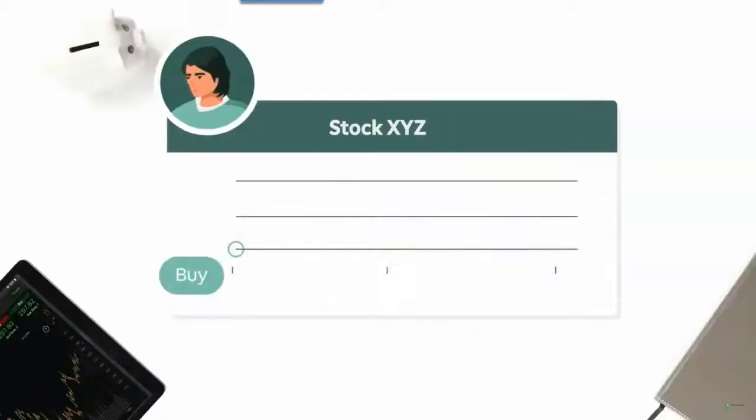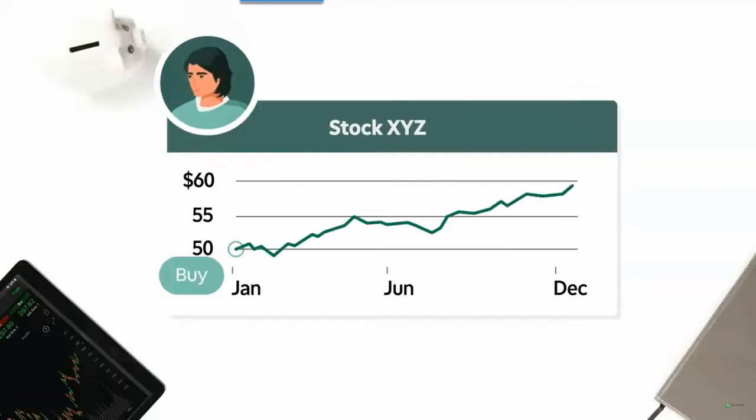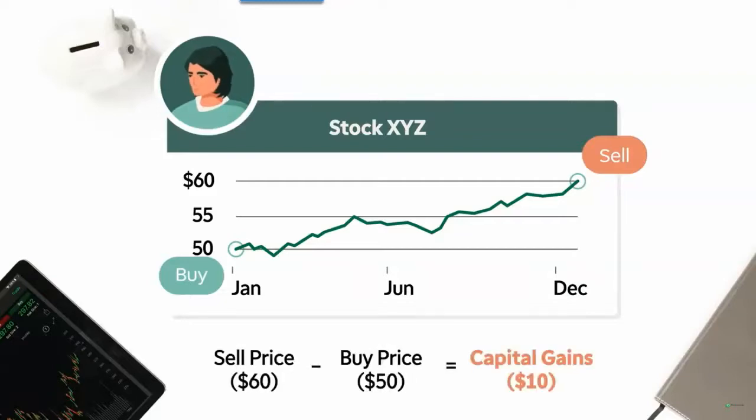Note that other types of income from stocks, like dividends, may still be subject to taxes, but these may not be considered capital gains. Now, back to our example. Let's say you decide to sell the stock at $60. That is considered a realized capital gain and is a taxable event. You now owe taxes on the $10 profit. We're focusing on stocks in this video, but be aware that capital gains taxes also apply to other types of investments like real estate, bonds, and mutual funds.